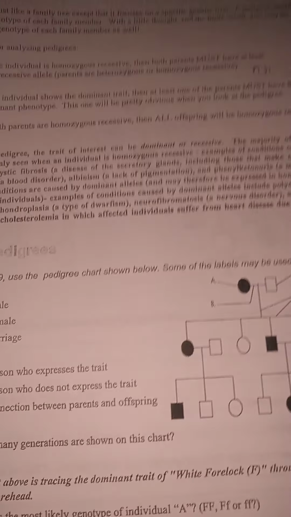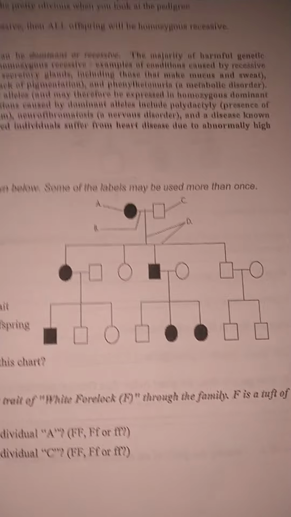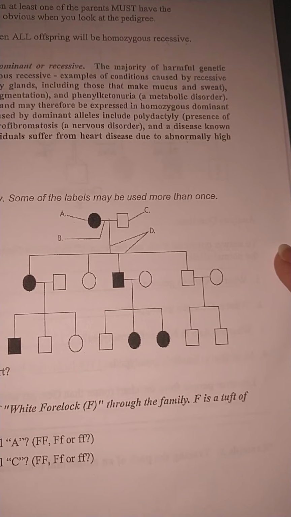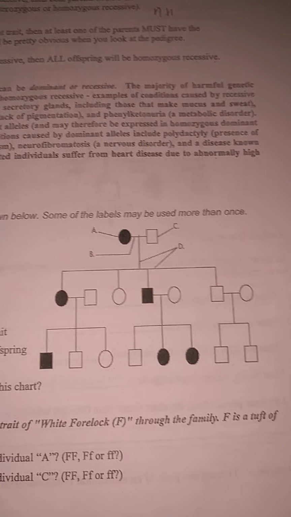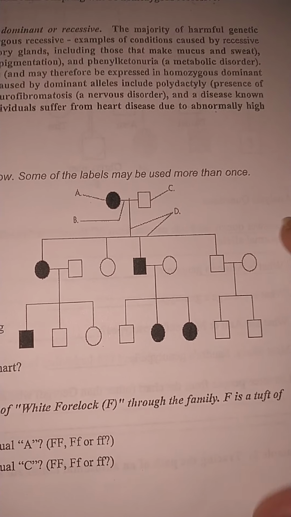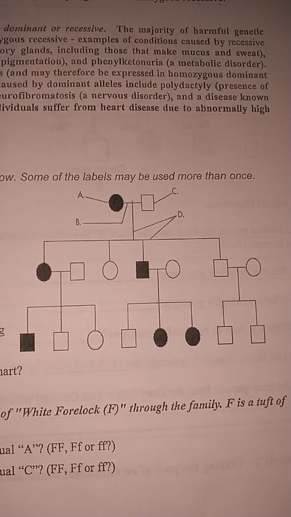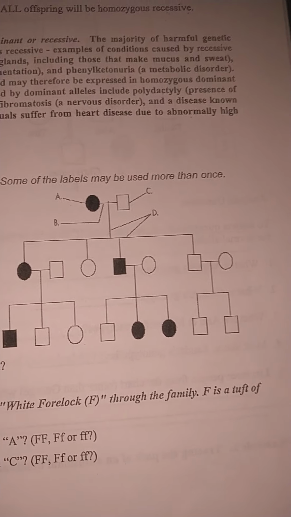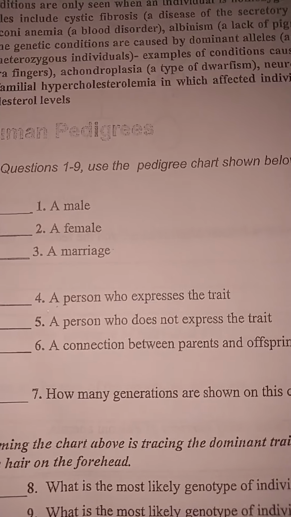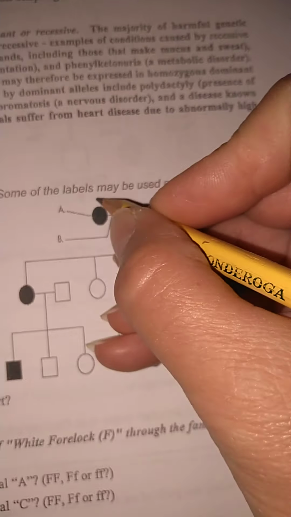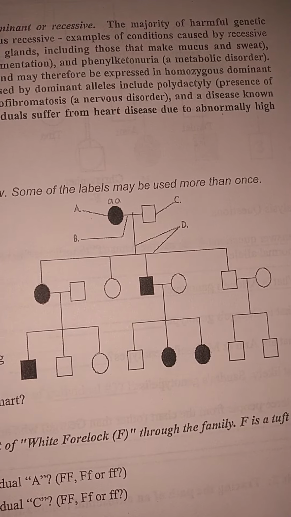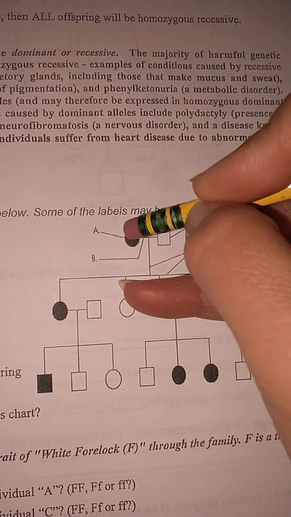Okay. So we're going to look at this pedigree right here and see what we can figure out. It's a recessive trait. So we're going to see if we can figure out the genotypes based on these phenotypes here. If it's showing a recessive trait, it's going to be a little letter. Okay. So let's answer these questions right here.